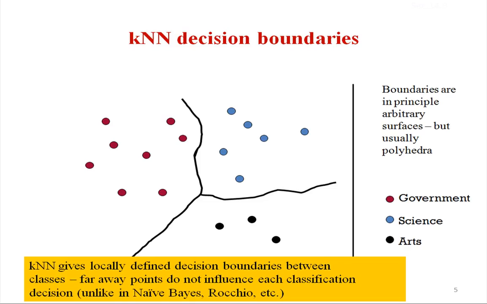Now this is a k nearest neighbor decision boundary. Boundaries are in principle arbitrary surfaces, but usually polyhedra. This is a sample classification example by using k nearest neighbor. Actually, KNN gives locally defined decision boundaries between classes. Far away points do not influence each classification decision, unlike in naive Bayes or Rocchio classifiers, where the farthest points can also create some influence on classification. Here it is not possible.